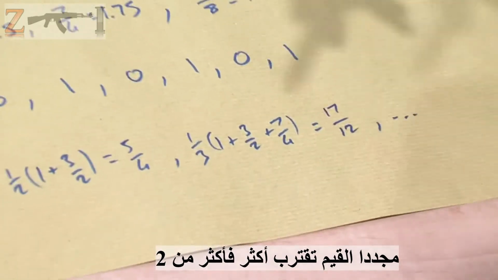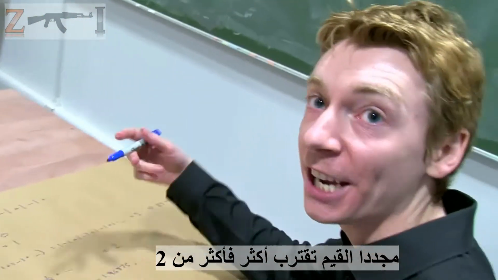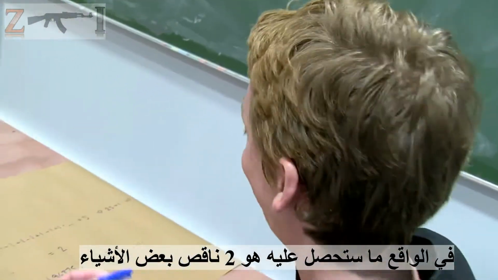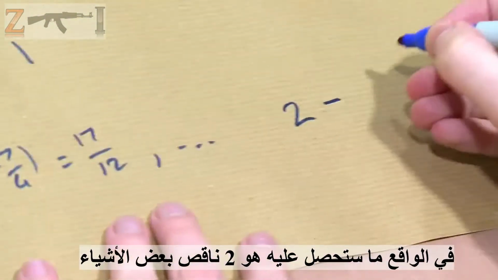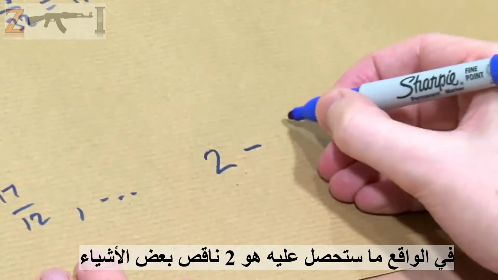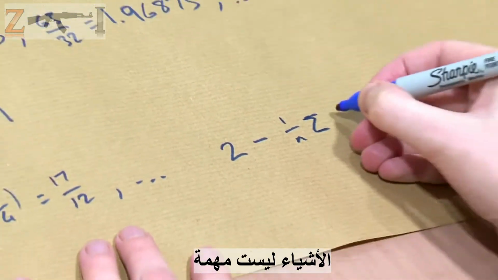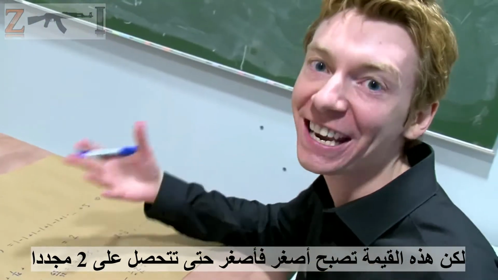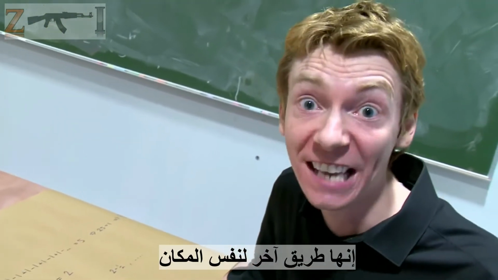Again, the numbers are tending closer and closer to 2. It's just another method to get the same answer. It gives me 2 again. In fact, in general, what you get is 2 minus some junk. The junk isn't important. But this junk is getting smaller and smaller and smaller. So you're getting 2 again. It's just another way to find the same answer.